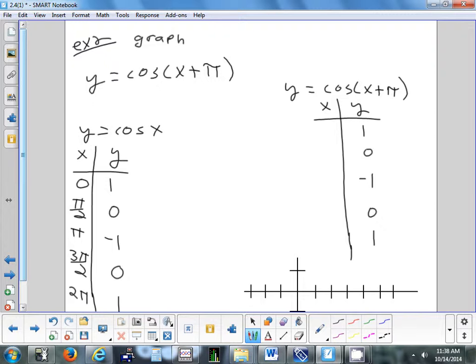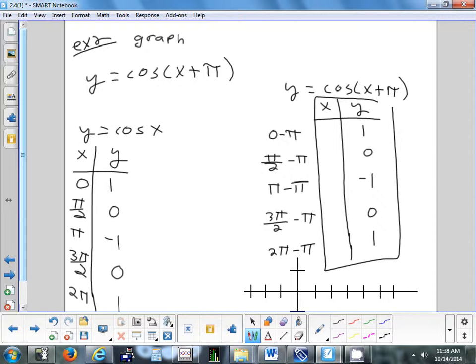Yeah, we're going to subtract pi. So we've got 0 minus pi, pi over 2 minus pi, pi minus pi, 3 pi over 2 minus pi, and 2 pi minus pi. Okay, so remember, no decimals when we do it. Just leave everything as a fraction. Okay, and inside that box, those will be my final answers.